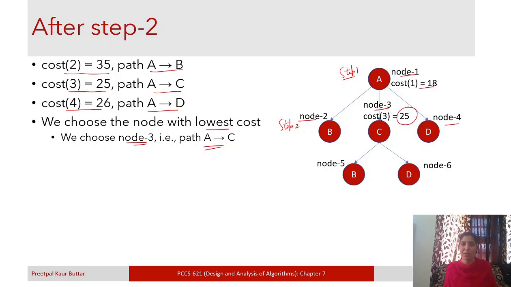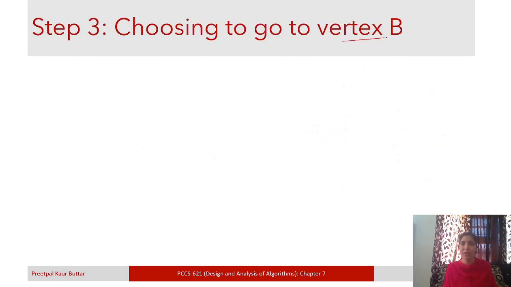Okay, so from C we already have A in our path, and we have C in our path. Now the only two options which are left are from C we can go to B or D. So now at step 3 we will explore these two options, the cost of going from C to B and the cost of going from C to D. Okay, so first let us choose going to vertex B.